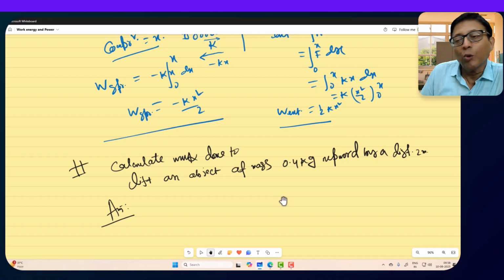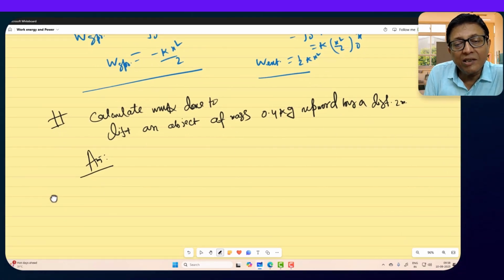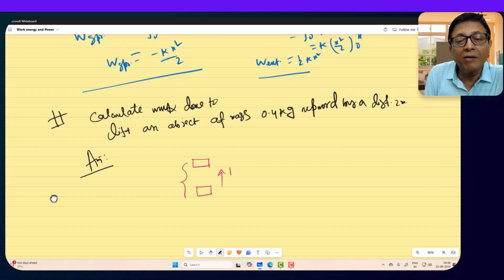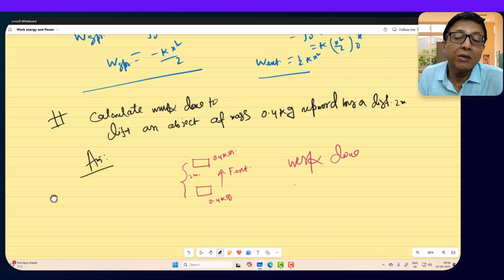Question is, who is doing work here? To lift the object upward, some external agent has to be there, isn't it? The external agent only will move it. This force is applied by the external agent, F external. This has distance 2 meter and mass is 0.4 kg. So work done will be what? What is the force here?